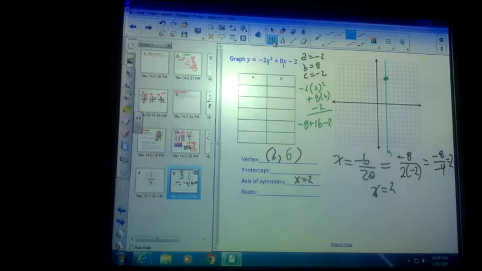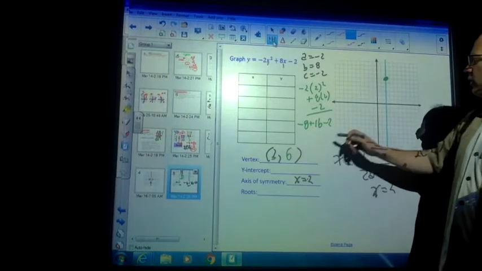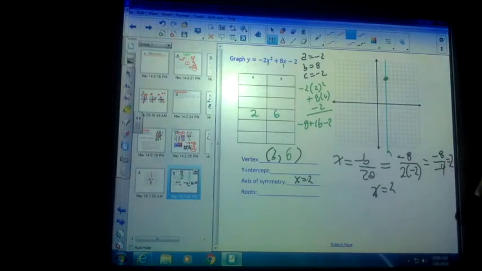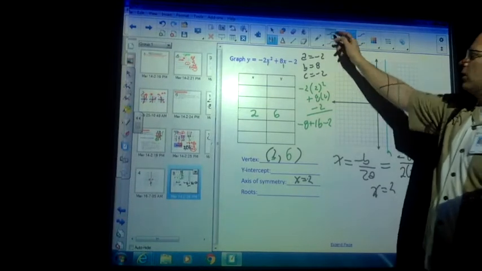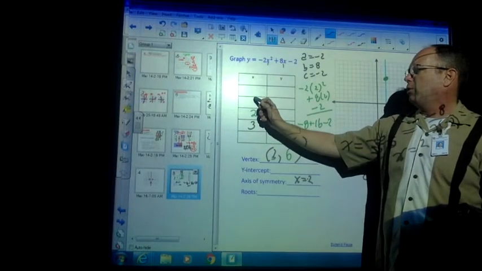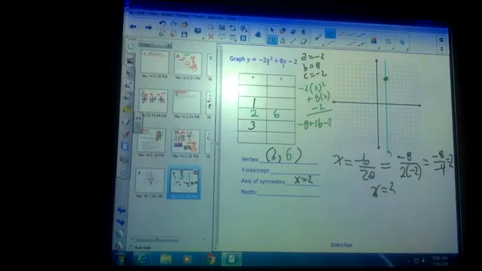So my vertex we just found to be at 2 comma 6. I'm going to plot my vertex in the middle of my graph, because the graph is symmetric, right? So what I do to one side, I do to the other. Let's pick one value bigger than 2, that would be 3, and one value smaller than 2, which would be 1. Does everyone feel comfortable how I got that? I went one number to the left of my vertex, and one number to the right of my vertex. I think 1 is easier to plug into this equation.